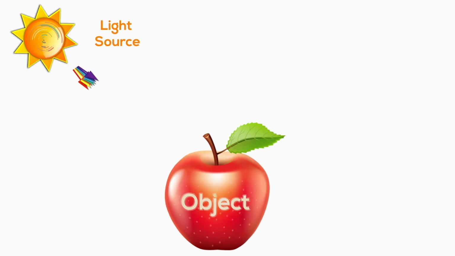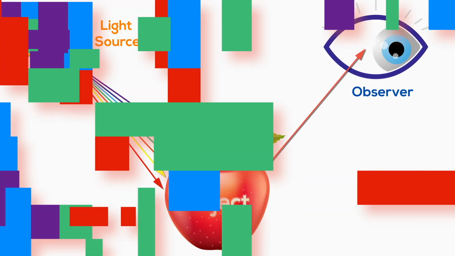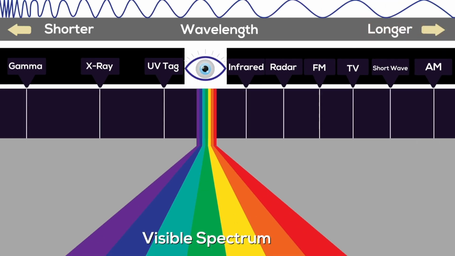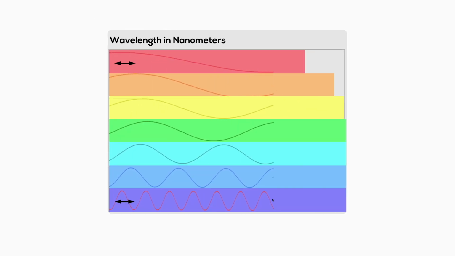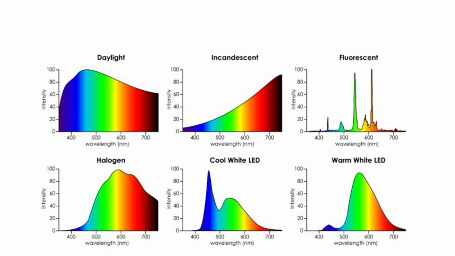Color perception requires a light source, an object, and an observer. A light source emits white light containing the visible color spectrum. This visible spectrum is measured in wavelength units called nanometers. There are many types of light sources, and each one has a unique wavelength.